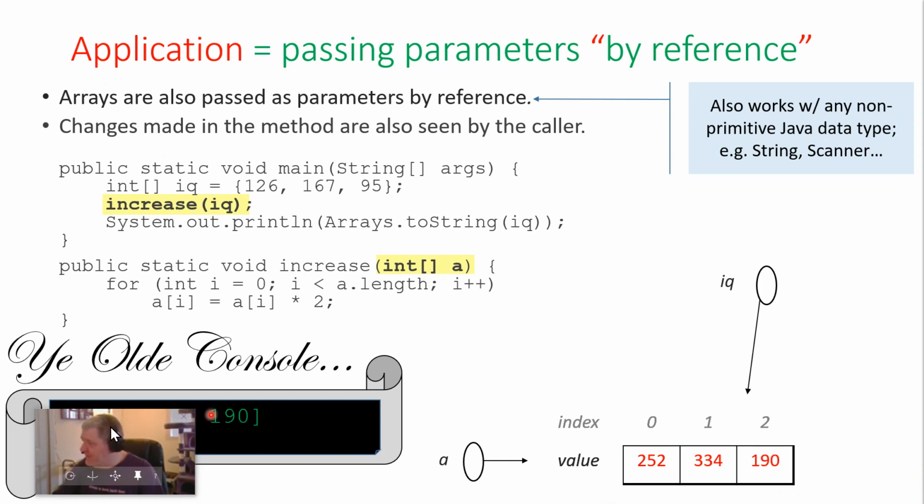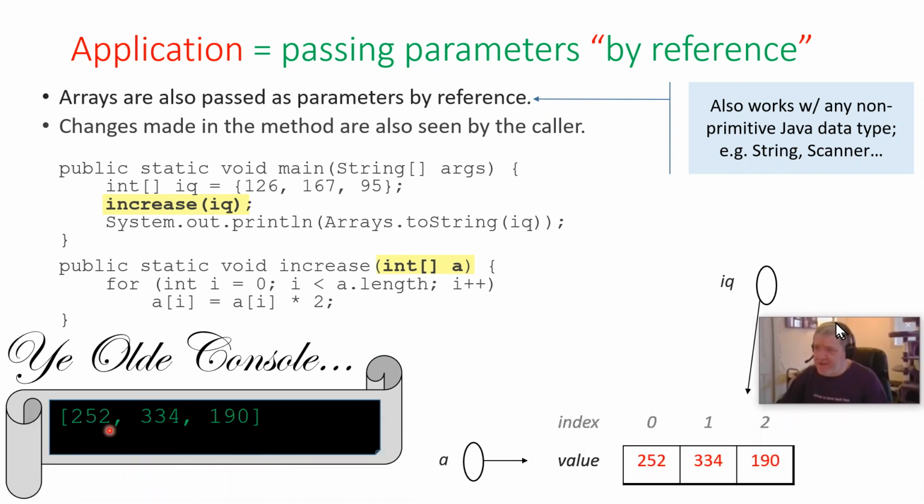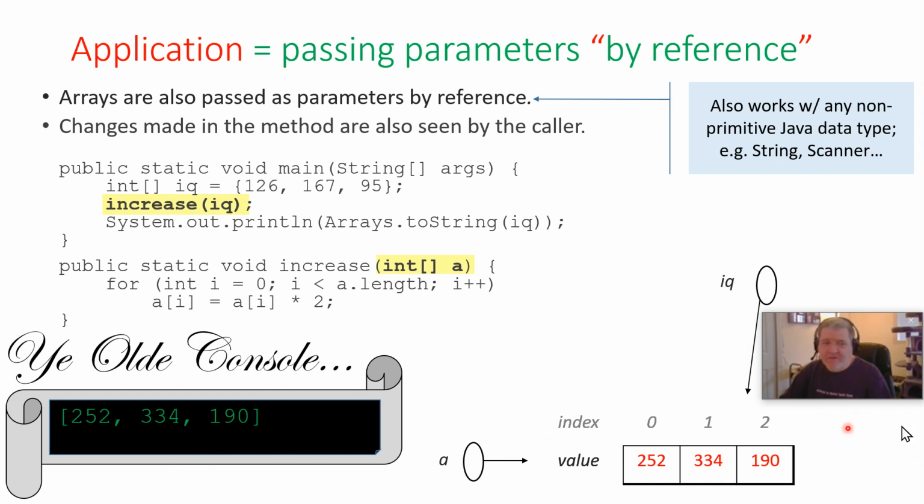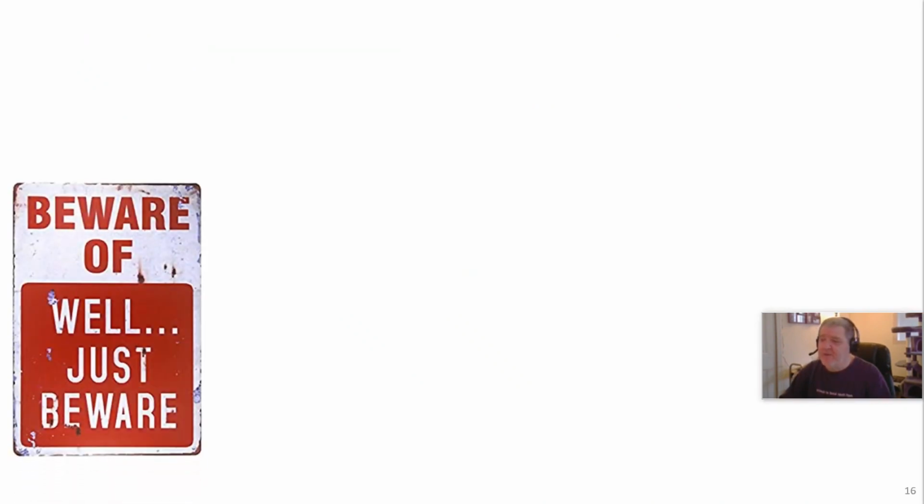So when I display things on the console, it's going to be the new values that are now displayed inside the main. Okay, so just be careful, okay?